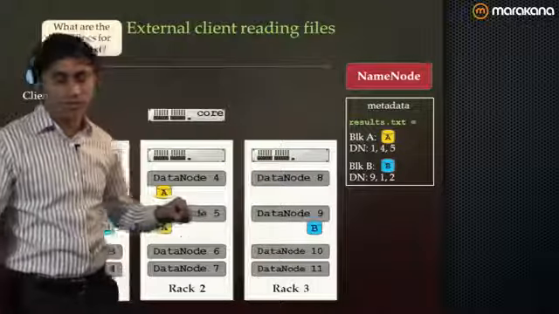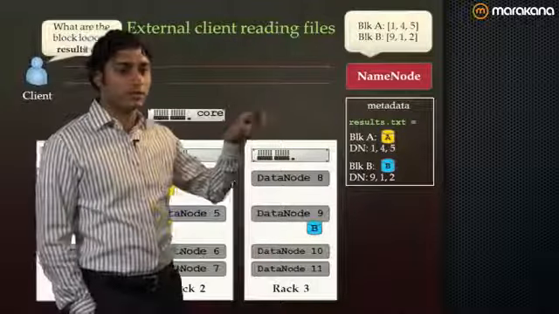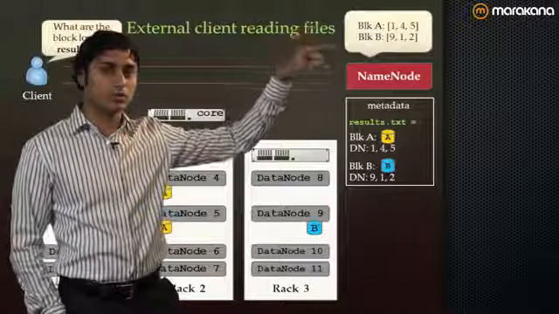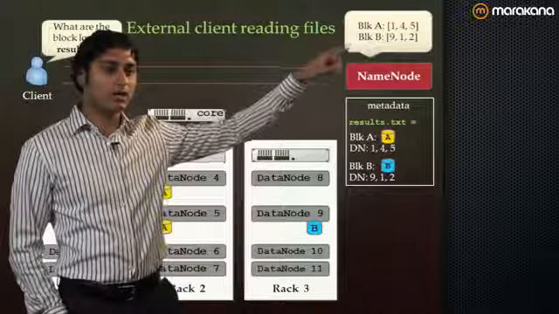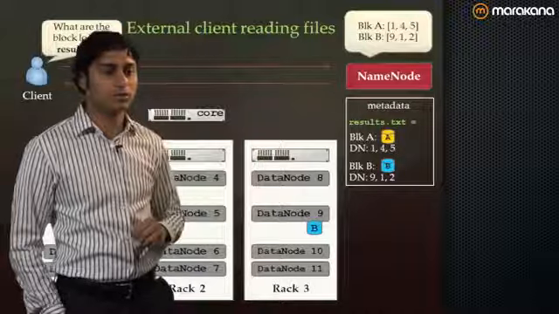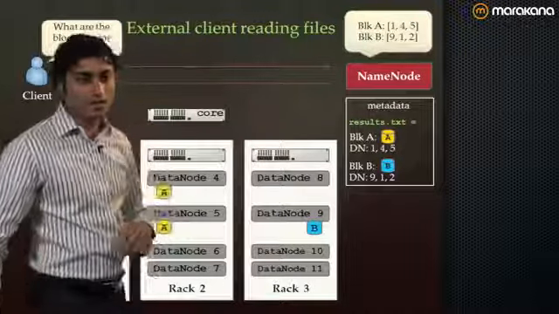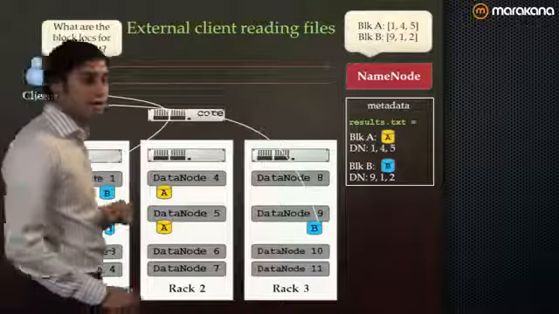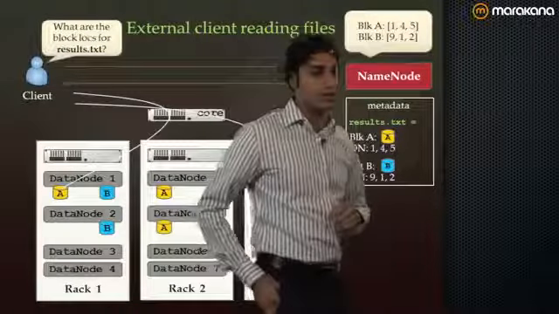So the name node will respond back saying, there's 2 blocks in this file. Block A is on data nodes 1, 4, and 5, and block B is on data nodes 9, 1, and 2. And then once again, like before, the client will directly connect to the data nodes to read the blocks.